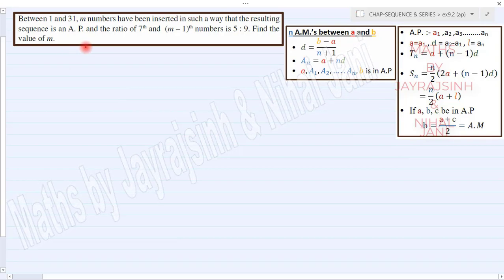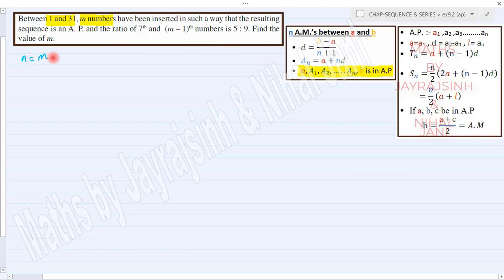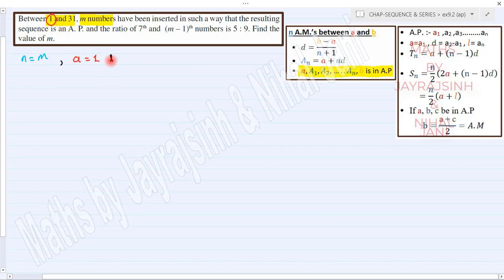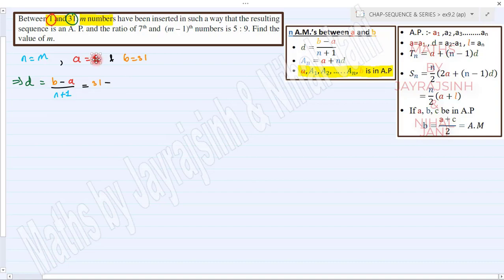In this question, we have to insert m numbers between 1 and 31 in such a way that the resultant sequence is in AP. That means we have to find m arithmetic means between 1 and 31. So we can say the common difference, which is (b minus a) upon (m plus 1), will be (31 minus 1) upon (m plus 1), or we can say 30 upon m plus 1.